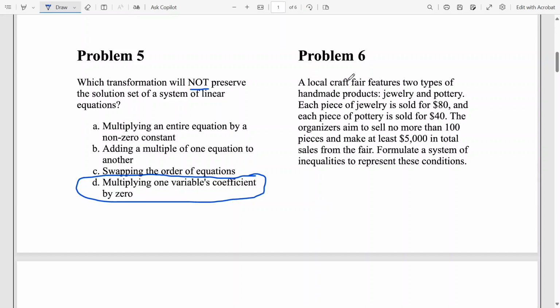Okay, problem 6. A local craft fair features two types of handmade products, jewelry and pottery. Each piece of jewelry is sold for $80 and each piece of pottery is sold for $40. The organizers aim to sell no more than 100 pieces and make at least $5,000 in total sales from the fair. Formulate a system of inequalities to represent these conditions. So if J is the number of jewelry that we sold, plus P is the number of pottery that we sold, that's going to be less than or equal to 100 because we want no more than 100.